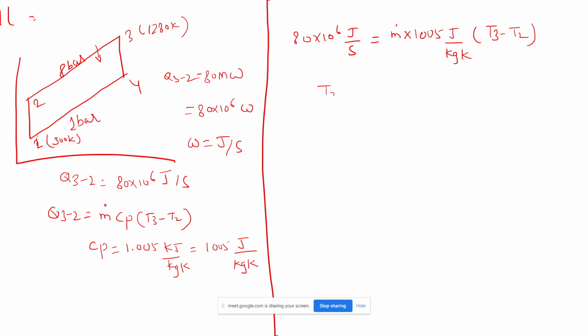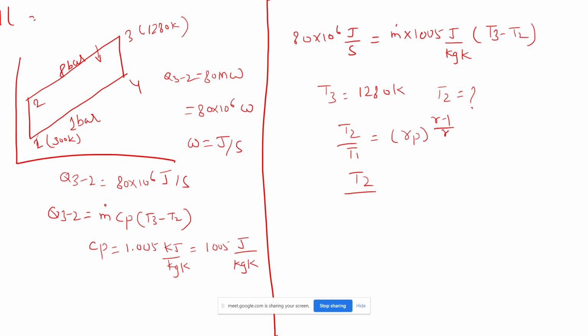Here T3 we know already. T3 is the maximum temperature, 1280 Kelvin. We have to only determine T2. So how can we determine T2? We already know that T2 upon T1 is equals to pressure ratio to the power gamma minus 1 upon gamma. Is it from those formulas? Yes sir.